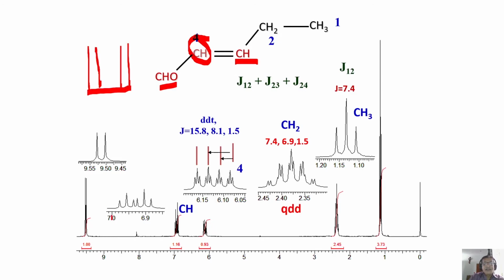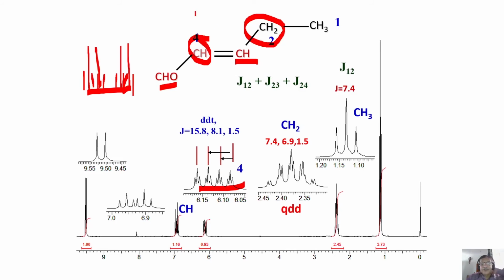A 4-line pattern. But it is not just a 4-line pattern. You have a triplet for each line. Where does it come from? It is a long range coupling with this CH2. This one has a long range coupling with this. As a consequence, each line of this doublet of doublets is going to be a triplet like this. This is what you are seeing. So this is proton 4.